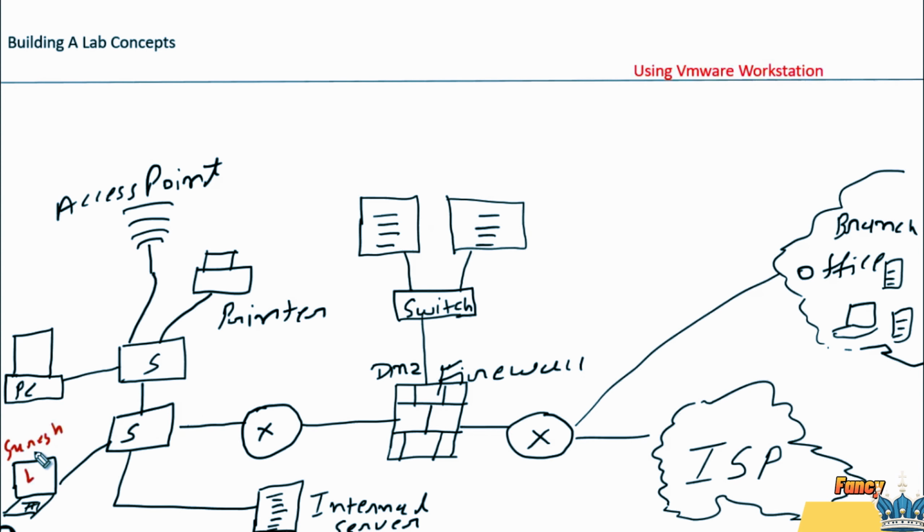You can look over here. Suresh is working on this laptop, and his laptop is connected to this switch, and the switch is connected to the router, and the router is connected to the firewall, and the firewall is connected to another router, and that router is connected to the internet. It is a WAN connection. So it's Suresh's whole company network.